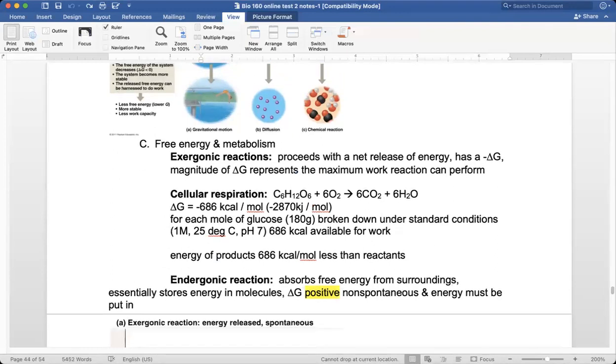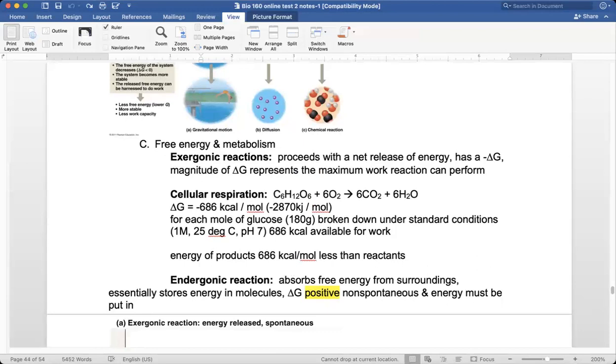An exergonic reaction is one that releases energy. I just remember it with the X: it's exiting. It's going to have a negative delta G. If we look at the reaction for cellular respiration, where glucose reacts with oxygen to make carbon dioxide and water, it's going to release 686 kilocalories per mole. That mole is 180 grams. That's under standard conditions, so your products are going to have 686 kilocalories per mole less than the reactants did.